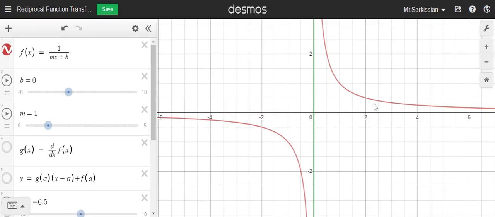Hello everyone, welcome to another lecture on the topic of reciprocal of a linear function.